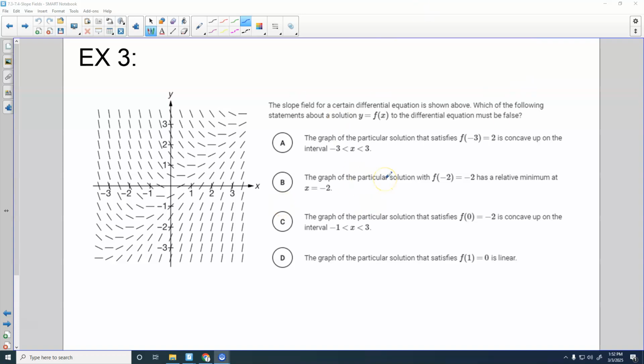So they used to give you a slope field and it had dots and you had to draw a slope in all the dots that they gave you. I don't think they're going to ask that anymore. So what you're more likely to see is questions like this here. It gives us, for this one, a slope field for a certain differential equation is shown above. Which of the following statements about a solution to the differential equation must be false?